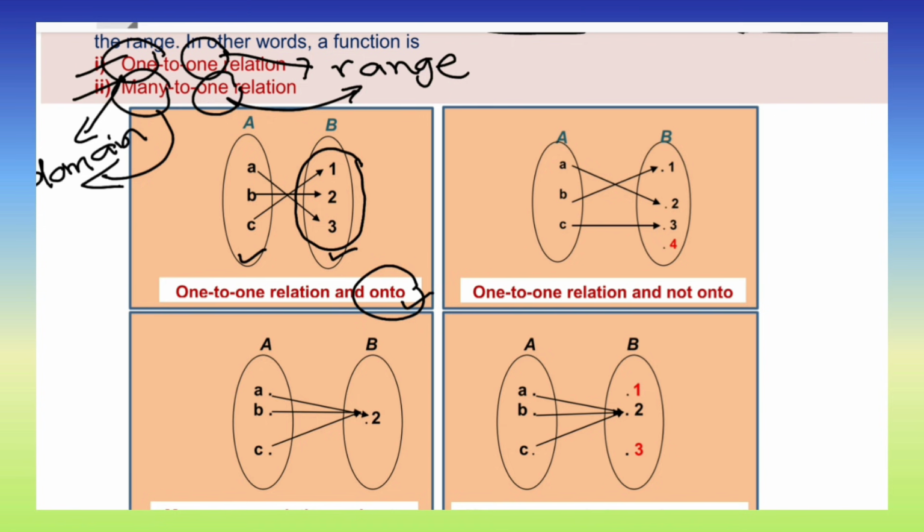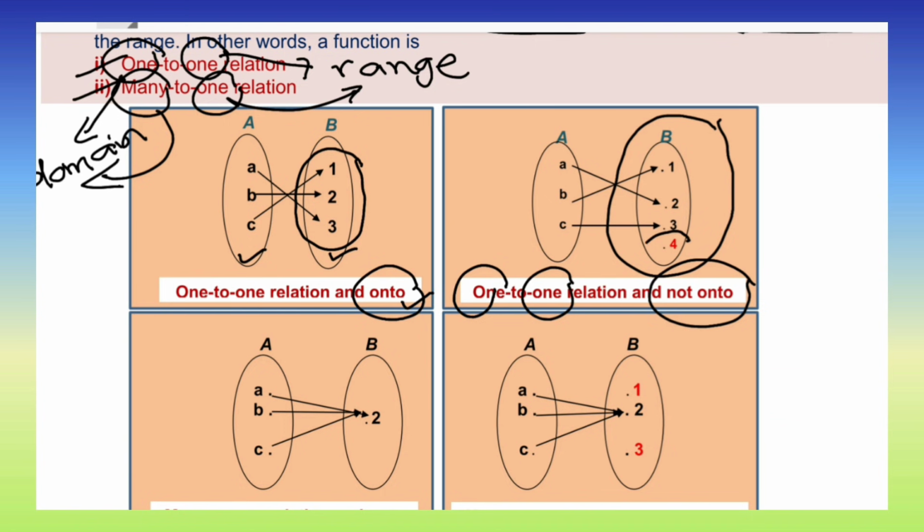For the second diagram, we have a one-to-one relation and not onto. Again, one element in the domain has one element in the range. However, this one is not onto. Why? Take a look at the range: the elements are 1, 2, 3, and 4. However, 4 is not used. So therefore, we regard this one as not onto.